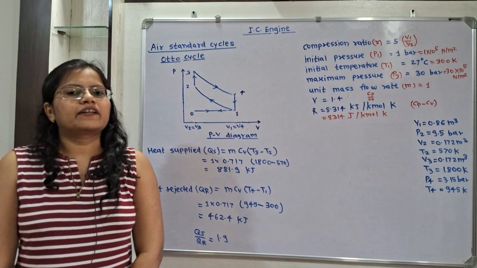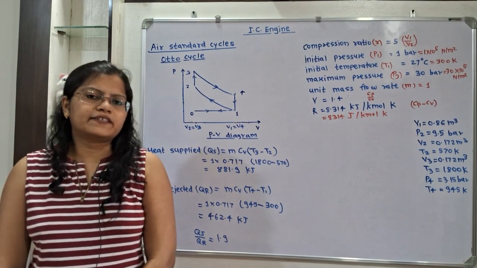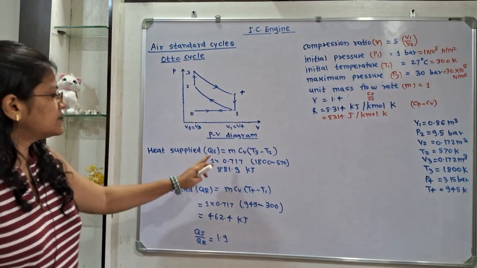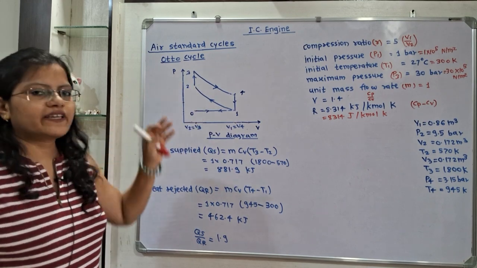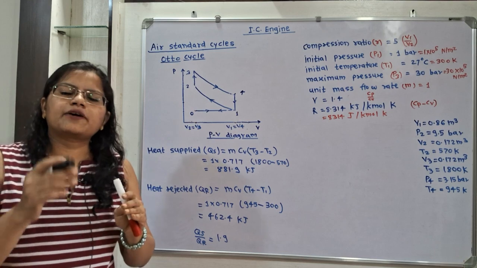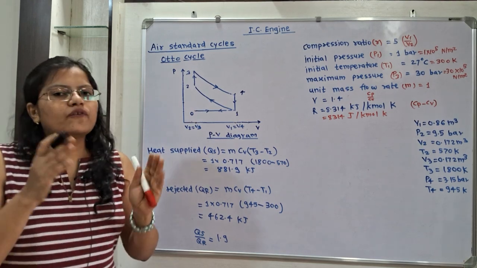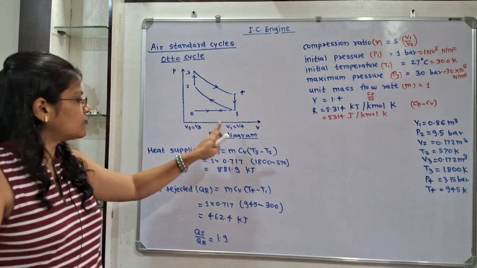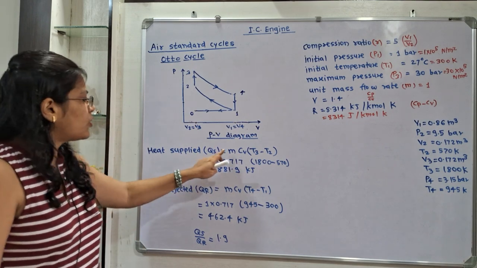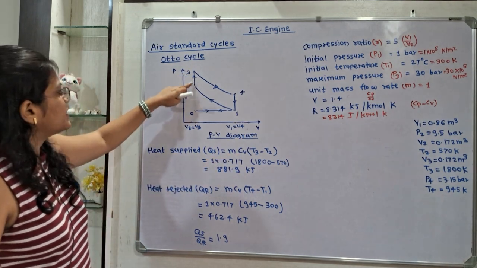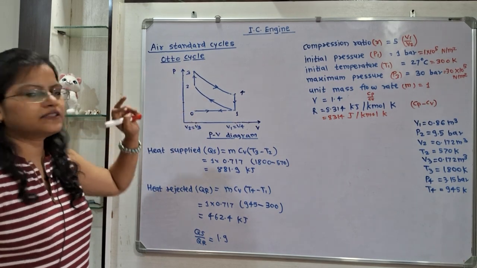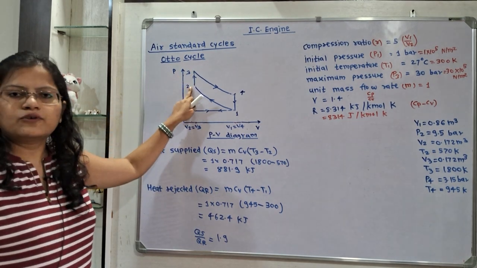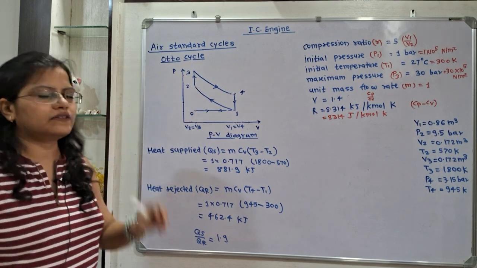Now we will calculate the ratio of heat supplied to the heat rejected. So what is the formula for heat supplied? It is the process 2 to 3 where the heat addition is taking place at constant volume. So for the constant volume we will use the specific heat at constant volume, that is Cv. So the formula is m Cv multiplied by the difference in temperature T3 minus T2. So T3, that is the temperature at point 3, is higher than 2. So we will take the difference T3 minus T2.